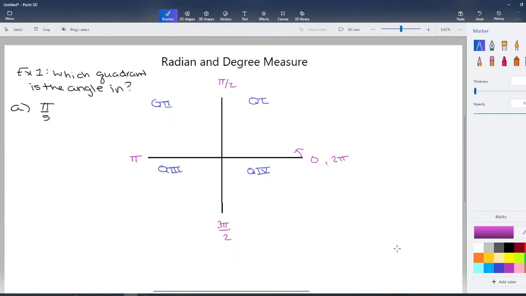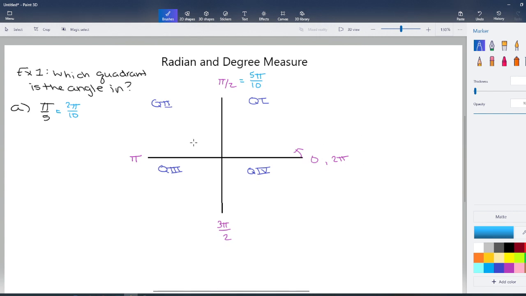Meaning it falls in the first quadrant. Okay. If you can't tell which quadrant it falls in because you're having a hard time comparing the two, you can always change them to have the same denominator, right? So if we're looking at pi over 2 and pi over 5, our common denominator would be 10. So this would be 5 pi over 10. And the angle that we're looking at, if we change to common denominators, is 2 pi over 10.